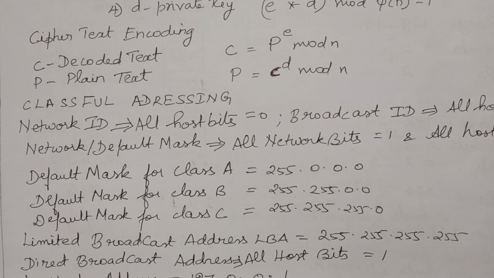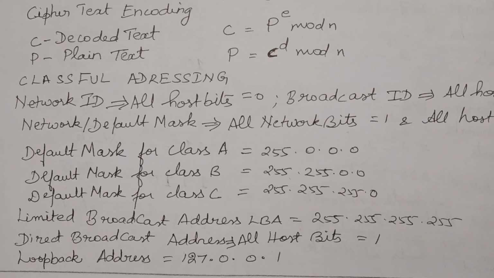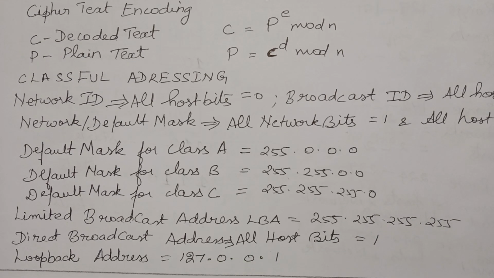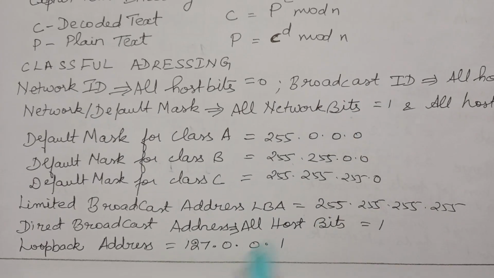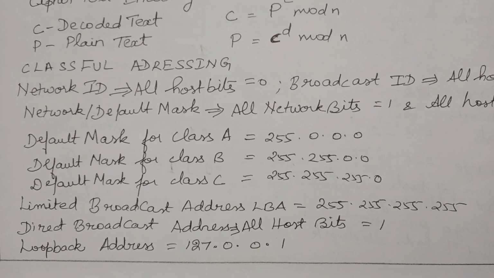Then what is the limited broadcast address, LBA? It is equal to 255.255.255.255, so all ones. So it is a limited broadcast address. A broadcast address means all the host bits will be 1. Then the loopback address is 127.0.0.1. This is the loopback address.